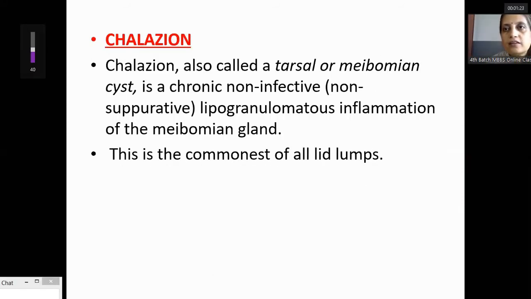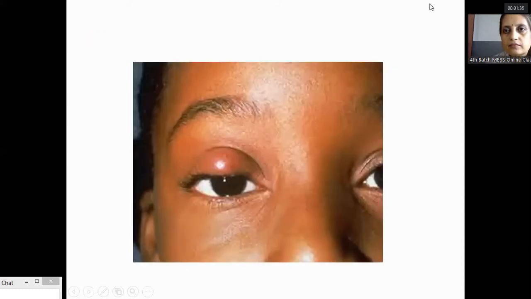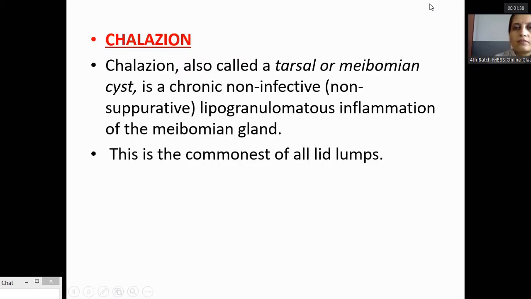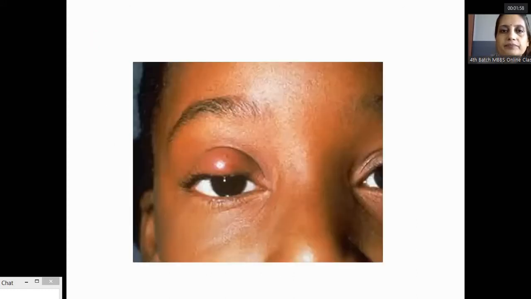So what is Chalazion? It is in the tarsus plate. So it is also called the tarsal cyst or tarsal lid lump. It is a chronic non-infective lipogranulomatous inflammation of the meibomian gland.